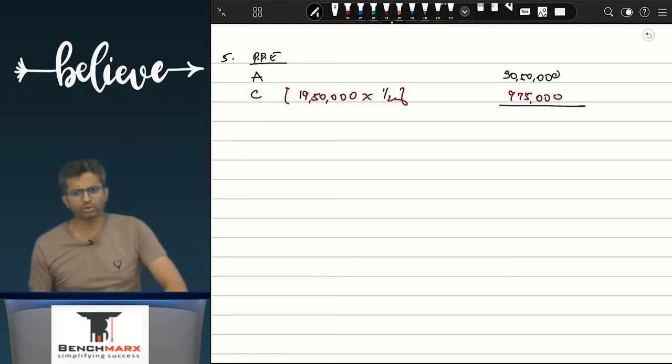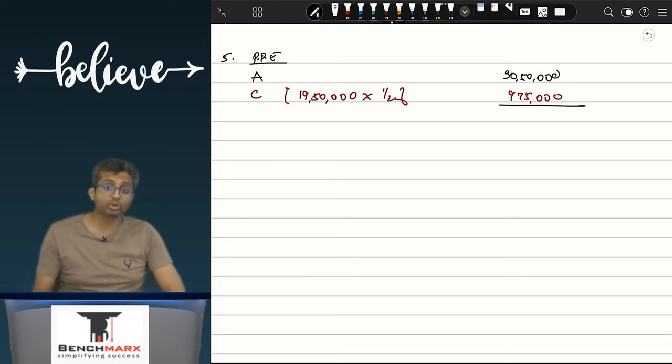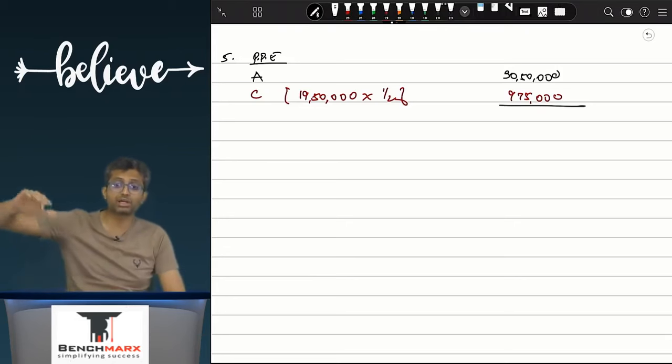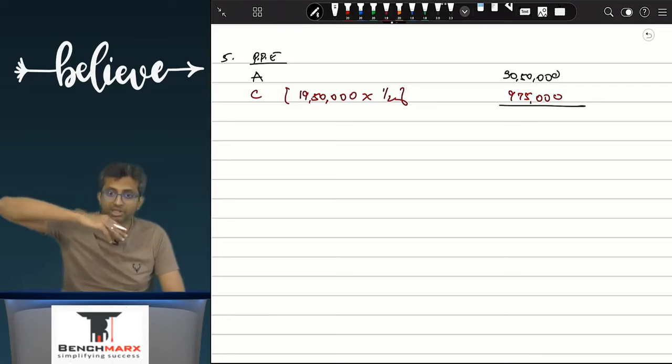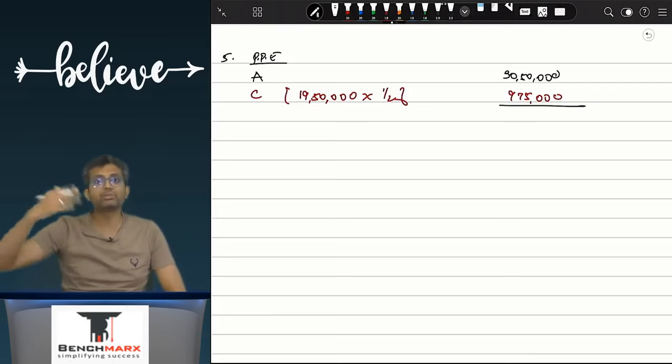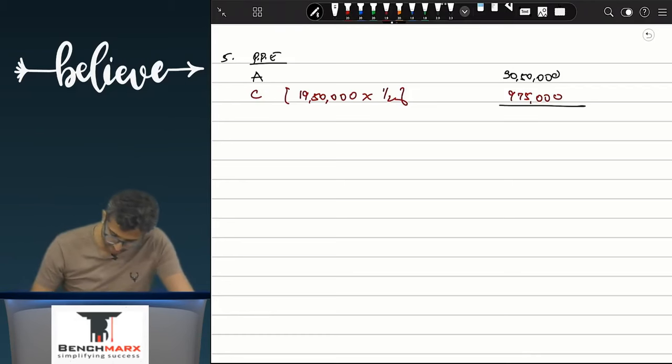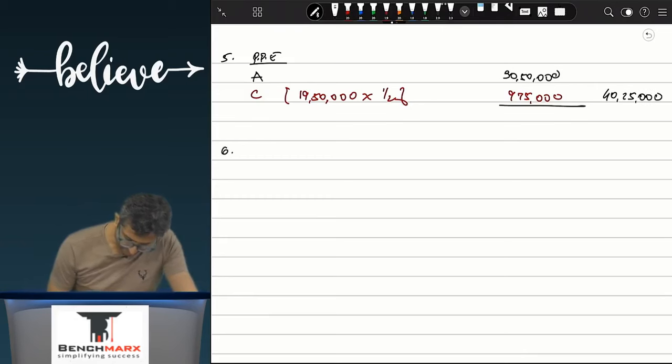Sir, can there be goodwill in joint venture? Why not? When does goodwill come? When investments get eliminated, instead of that, assets and liabilities come. That can be full assets and liabilities 100%, or that can be proportionate assets and liabilities. Still, goodwill is possible. So, this total comes to how much? 40 lakh 25.